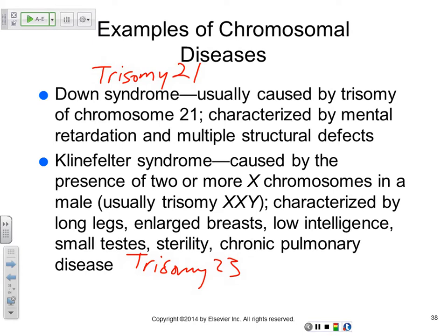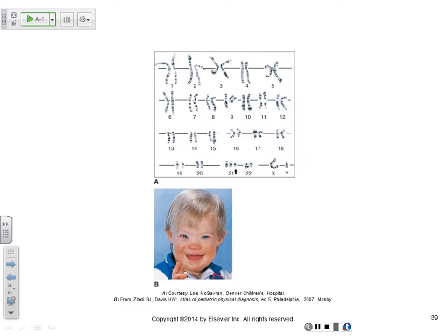Later on, I'll be showing you the phenotype and the karyotype, and I want you to tell me which condition it is before I bring it up. This one, which condition is this? Yeah, trisomy 21.